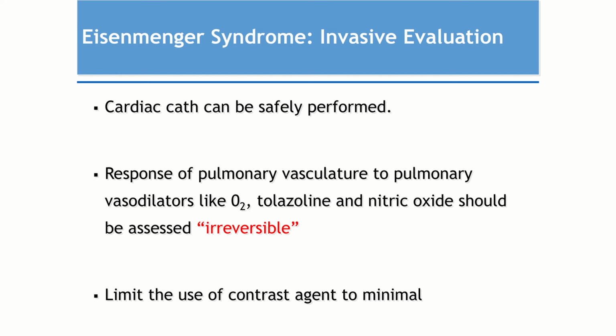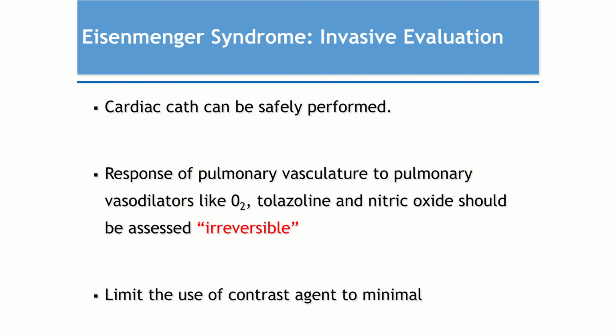And we have to measure the pulmonary vascular resistance at rest and give a potent pulmonary vasodilator like oxygen or nitric oxide, if it's available, to document that this pulmonary vascular resistance, the high one, is irreversible. And usually in this catheterization, we don't need to use contrast. So for Eisenmenger syndrome, the only way to make the diagnosis is to do invasive cardiac catheterization.